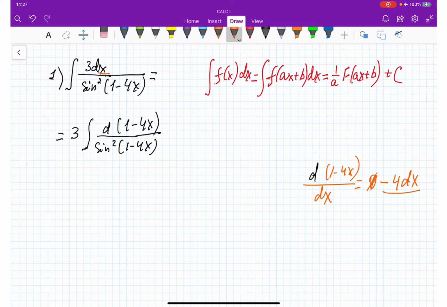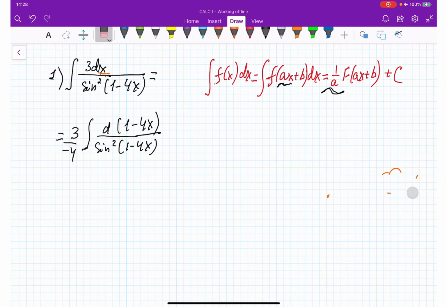So we're getting the same thing, and because we are squeezing in an additional negative 4, I'm also going to multiply by negative 4 in the denominator, which is covered by this formula. See here, we have ax, and coming out is 1 over a, because we squeezed in this a multiplied by x. Therefore, we divide by a. So this is what we have, and from here, we have 3 over negative 4.